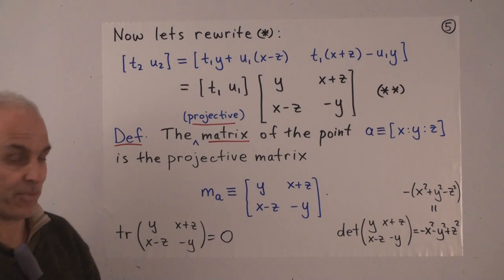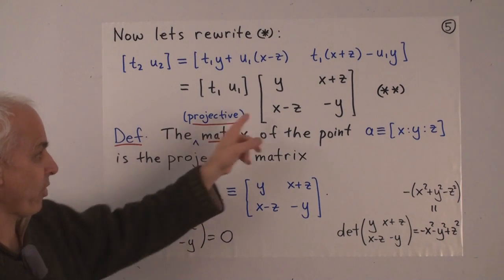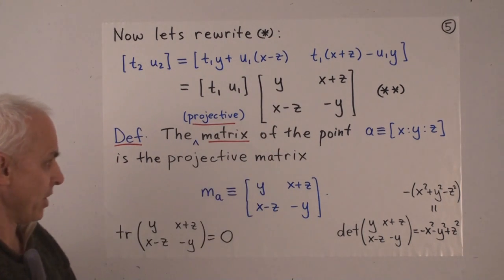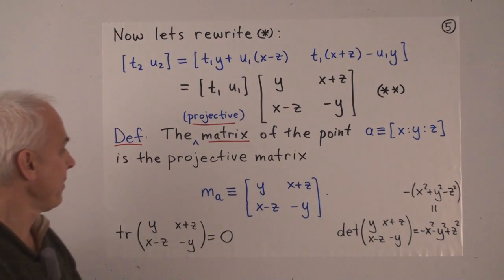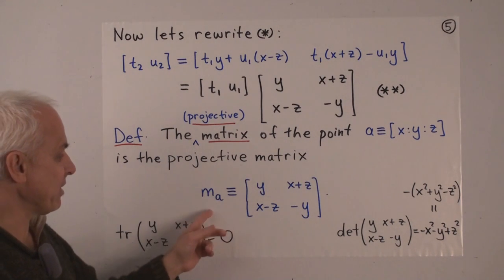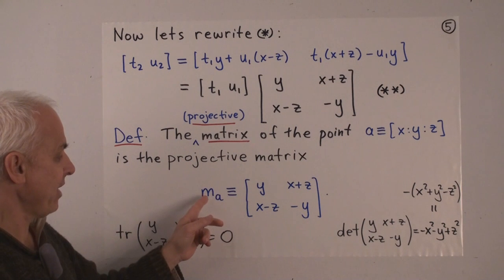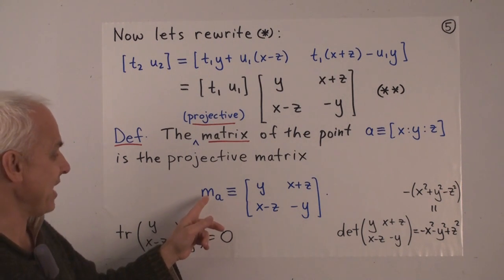So we're going to call that something. That's a very important matrix, this thing here. We're going to call this the matrix of the point A. That's this matrix right here. I just copied it again, and I give it a name. It's M sub A.